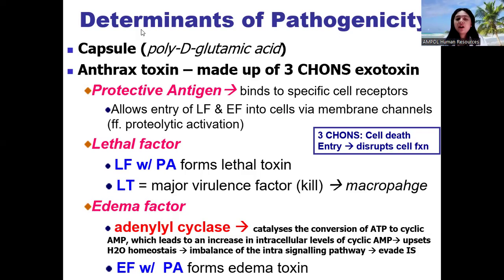Lethal factor with protective antigen forms the lethal toxin, which is the major virulence factor of Bacillus anthracis. From the name itself, lethal, it kills macrophages, or your cells in general. Edema factor, on the other hand, produces adenylyl cyclase. This catalyzes the conversion of ATP to cyclic AMP, which leads to an increase in the cellular levels of cyclic adenosine monophosphate.